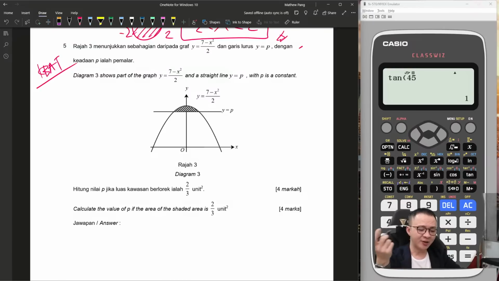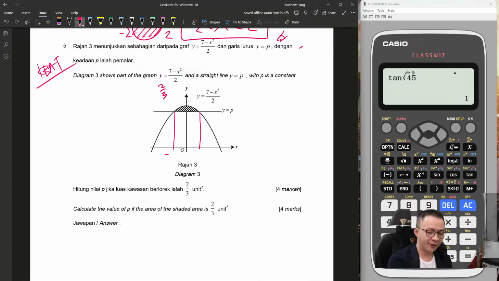This diagram gives you a curve equation, 7 minus x squared over 2. Then it gives you a straight line y equals p. Because it's p only, I know it's parallel to the x-axis, and p is a constant. Calculate the value of p if the area of the shaded region is 2/3. They tell you this shaded area is 2/3. So in order to get this shaded area, we need to integrate from here to here.